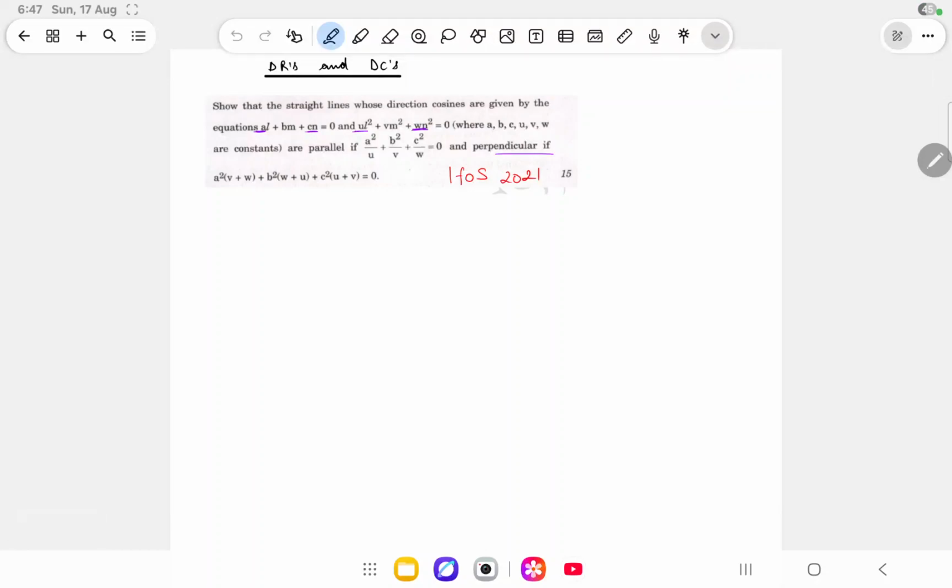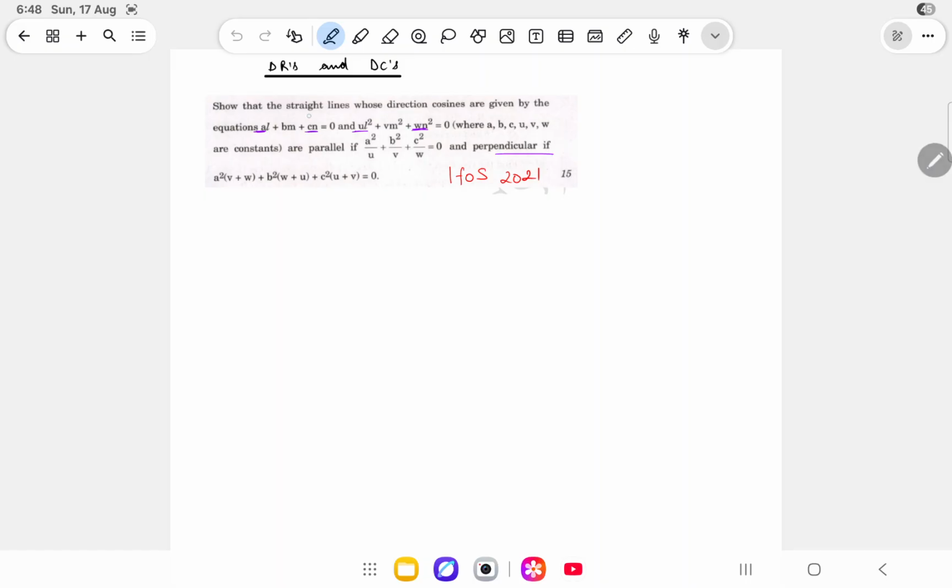So we are starting a series wherein I'll be discussing previous year questions being asked in either UPSC Civil Services Examination or UPSC Forest Services Examination. First we are starting with the topic of analytical geometry, and in that also today we are discussing direction ratios and direction cosine questions that were asked in previous years. So let's get started with question number 1.